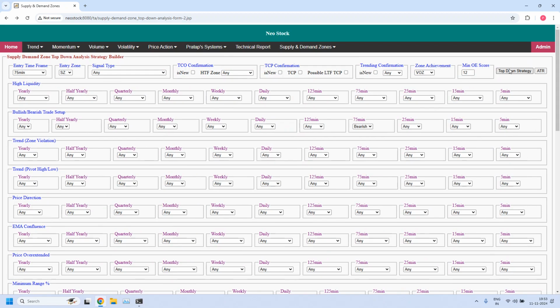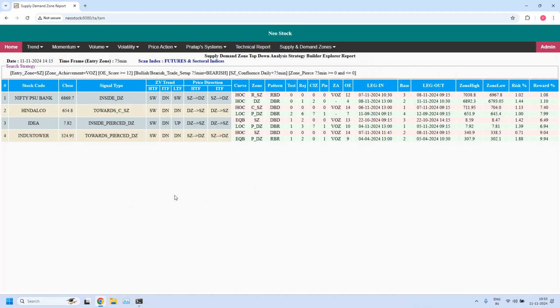So with this filter, now we got 4 stocks. Earlier we got only 2. And earlier PEL was there, that is not there in this list. So earlier I made a mistake. In all these 4, the 75 minute supply zones are part of the daily supply zone. And the daily trend is down.